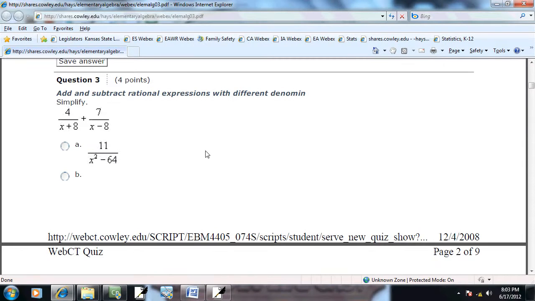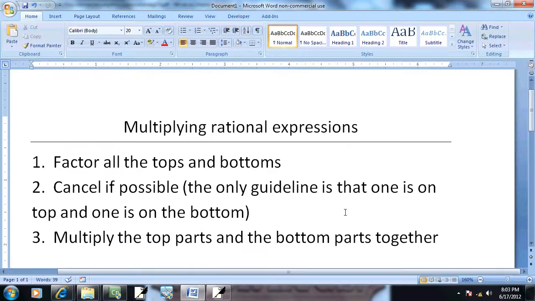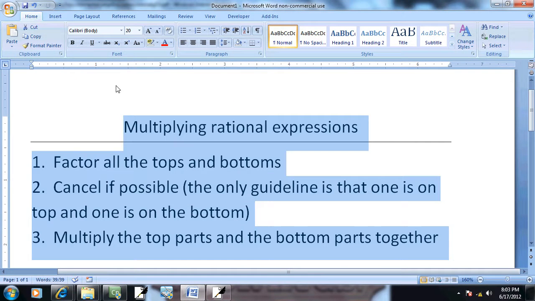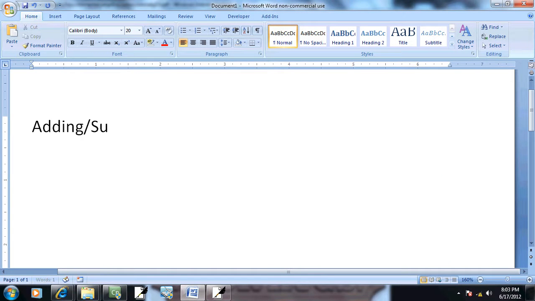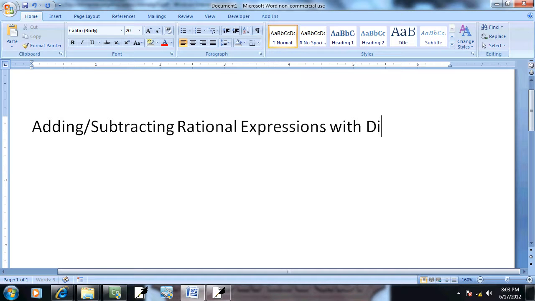Let's take a look at problem number 3. We want to add and subtract rational expressions with different denominators. And let's refresh your memory on how to do that. So adding, subtracting rational expressions with different denominators.